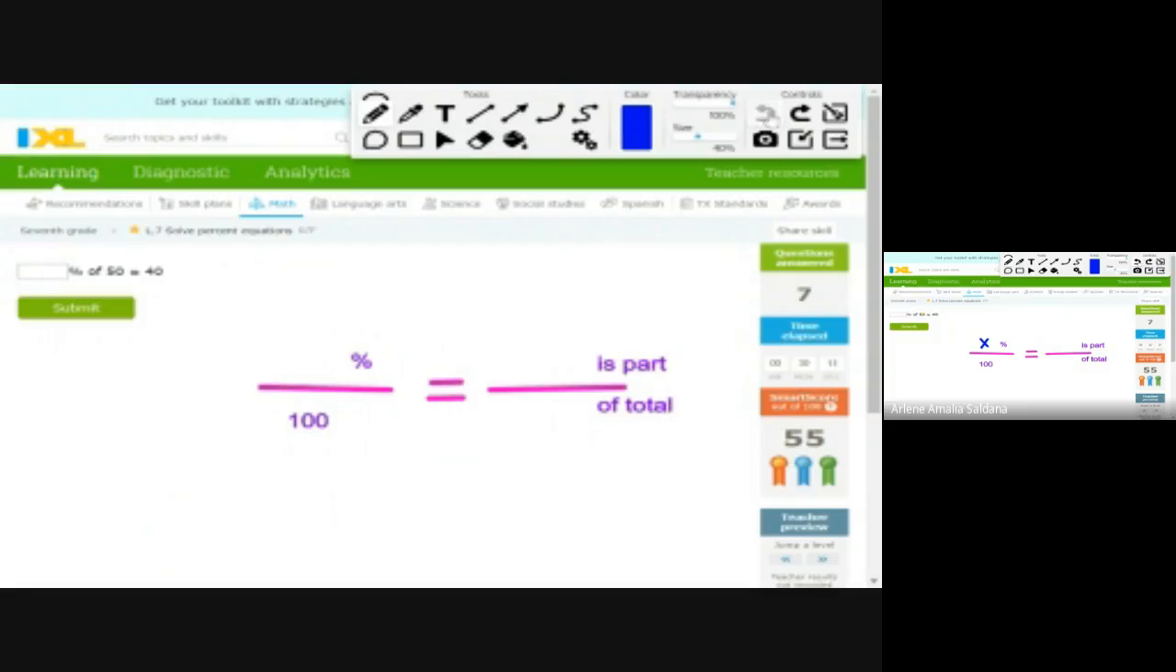Let me erase this real quick. Come on. Okay, let me look for one that doesn't have a percent. I mean, that has the percent. Hold on. There, perfect, perfect. Here we are.